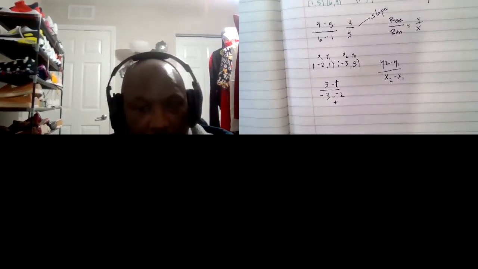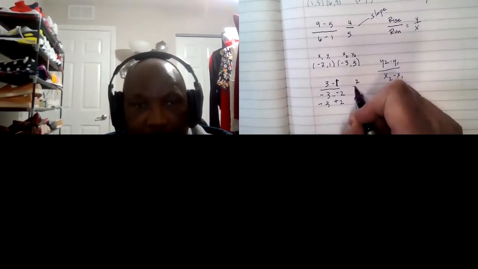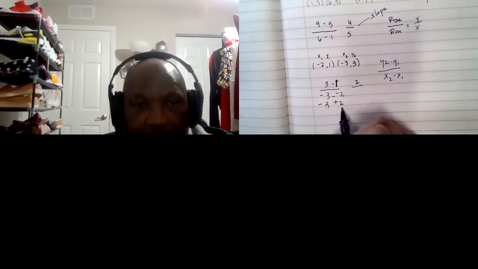They combine into a plus sign. So this is actually -3 plus 2. It's a little bit easier. So anytime you've got 2 negative signs right in a row, turn them into a plus. And now we're going to do the arithmetic. 3 minus 1 is 2. -3 plus 2 is -1.